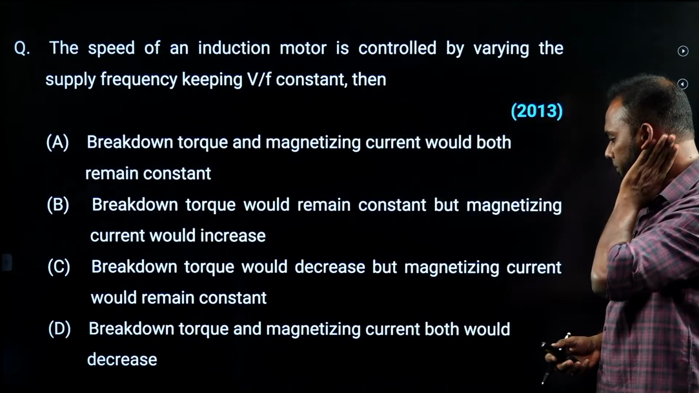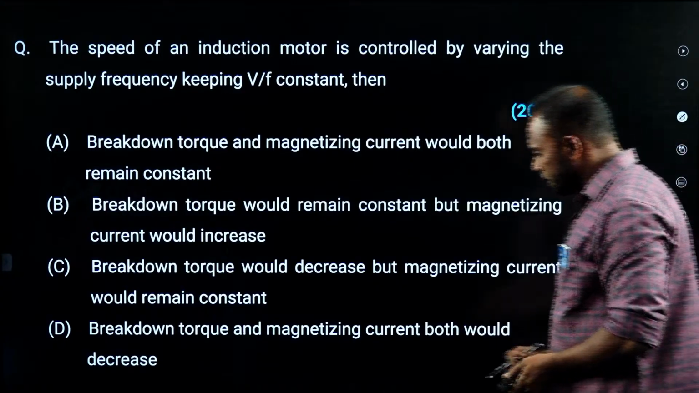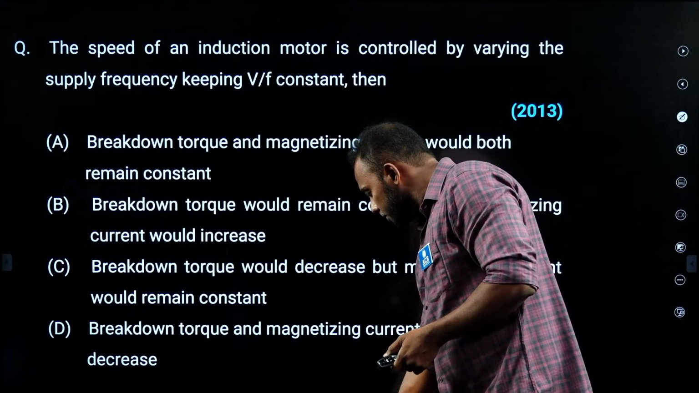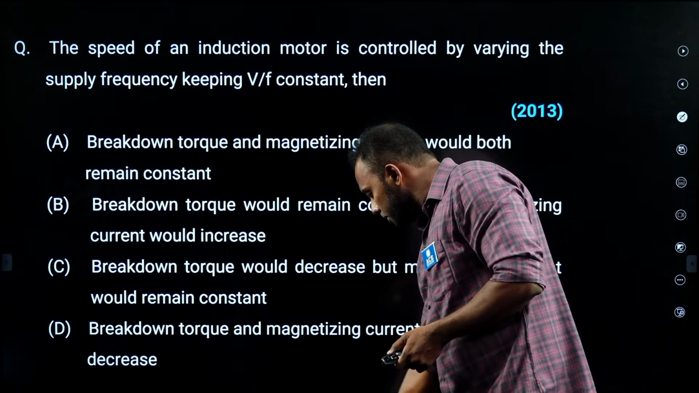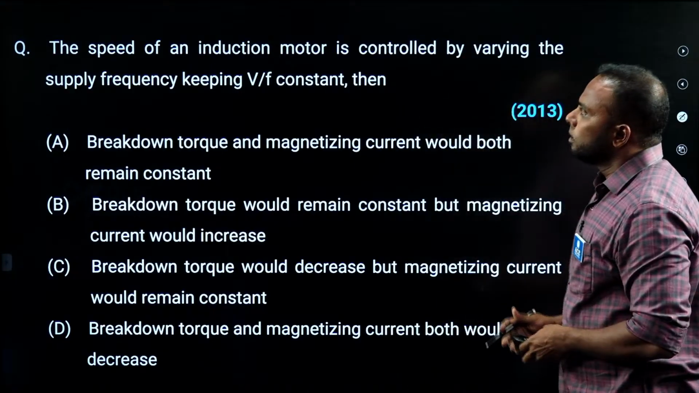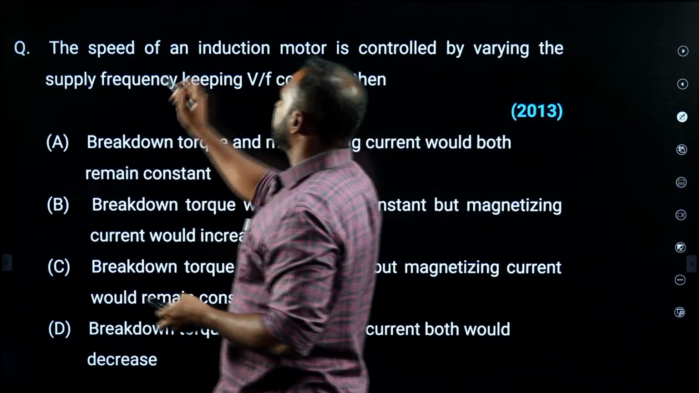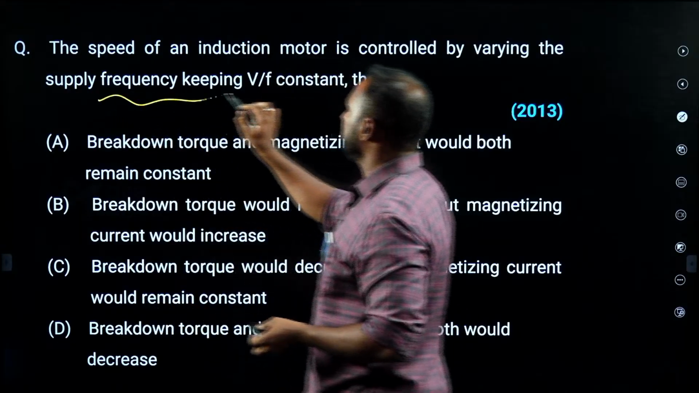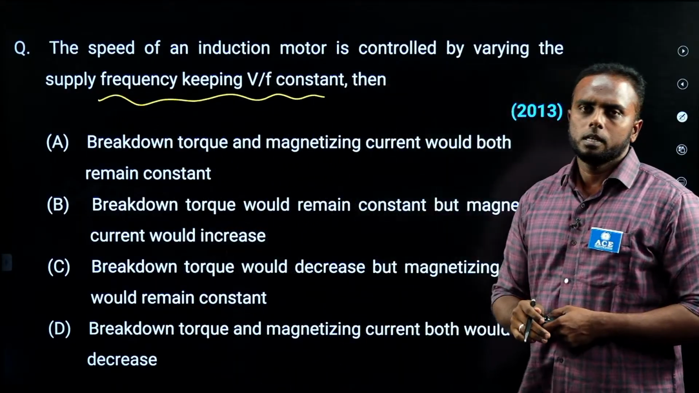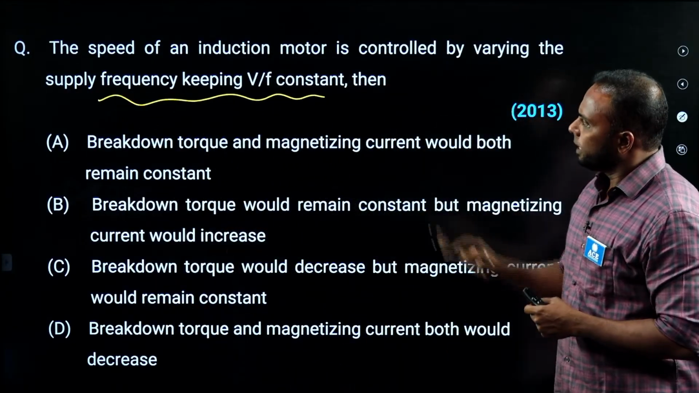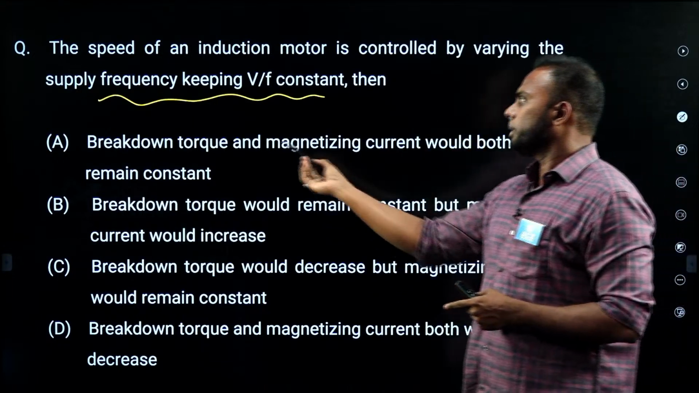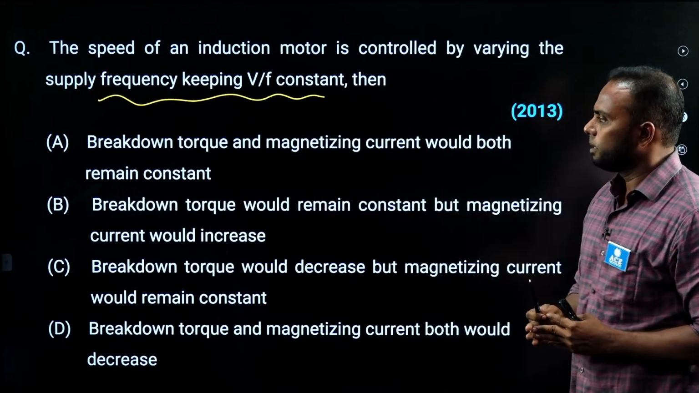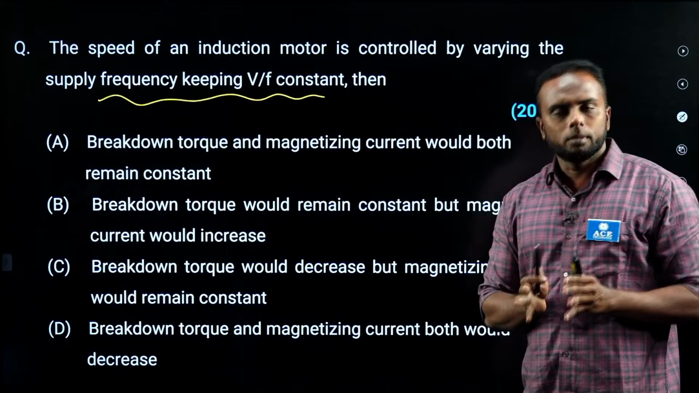See this question. Read it. The speed of induction motor is controlled by varying supply frequency, keeping V by F ratio constant. Okay, V by F control method it is. Then from options here given: breakdown torque and magnetizing current. So breakdown torque is nothing but maximum torque only.